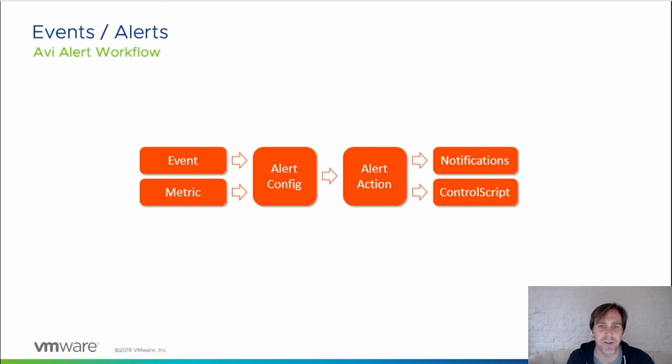These events and metrics can be used within an alert config. And if an event or a metric threshold is raised with an alert config, then an alert action is performed. This alert action can send external notifications or trigger a control script to run. Let's take a look at how these are configured.